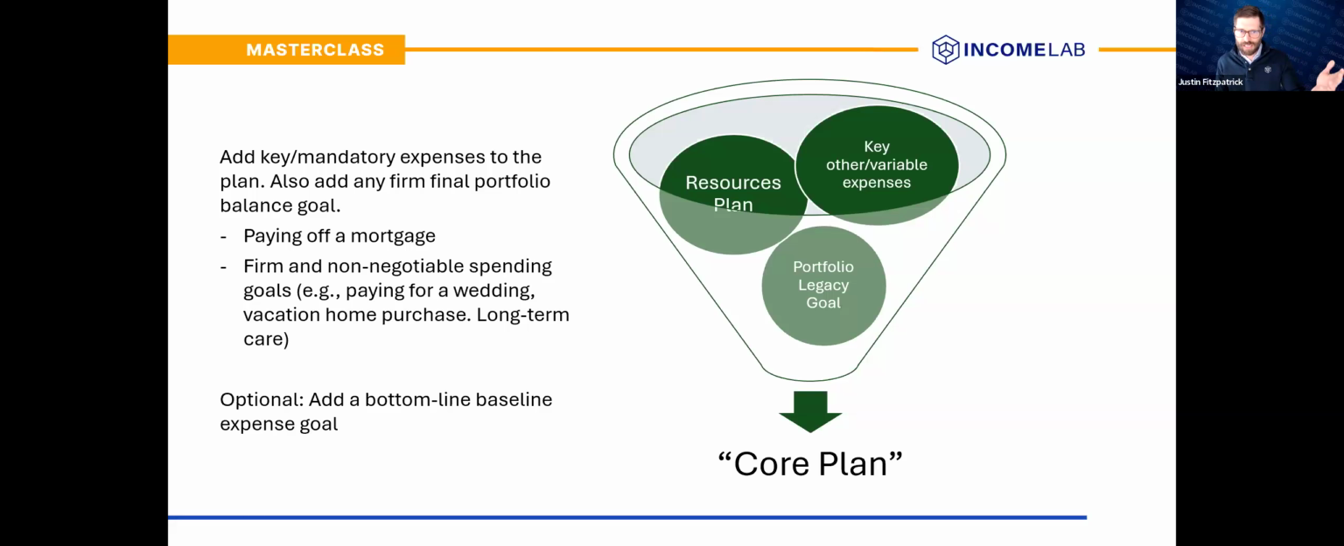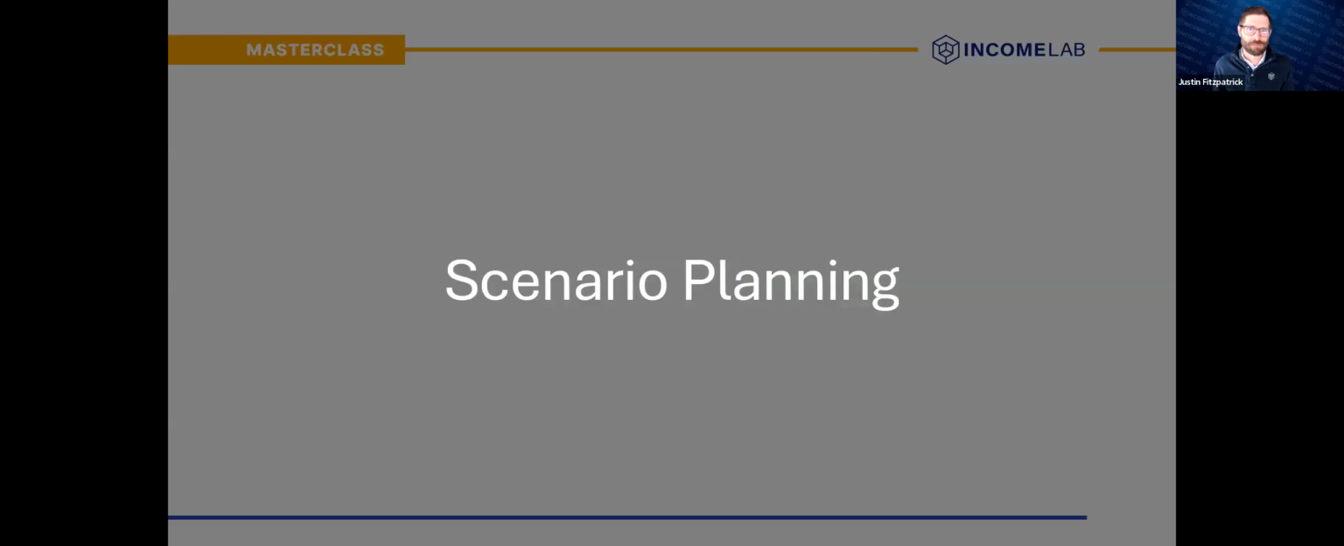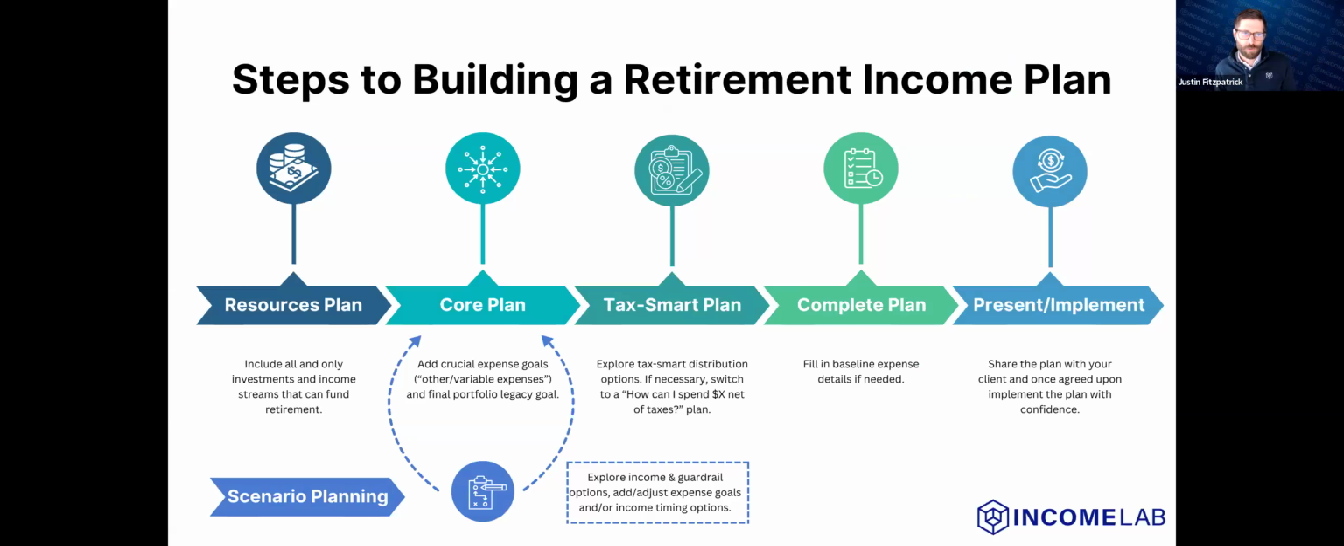We also talked here about the difference between those key expenses, which we call other variable expenses, the difference between that and a baseline expense, which is really just a way of taking that, what can I spend number, and sort of coloring it in a little bit more, showing, okay, this much goes to groceries, this much goes to gas and so on.